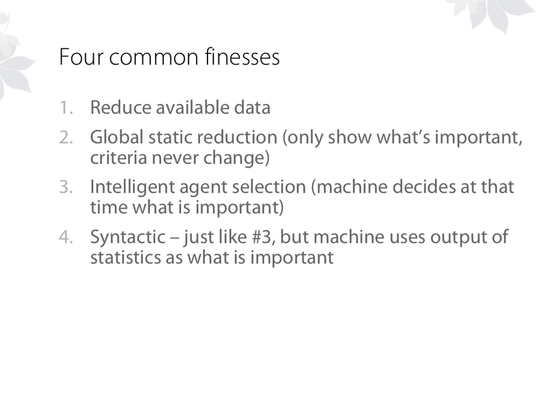One, you can reduce available data, or you can do a global static reduction, which is you can make some rules at the beginning when you design it, and then the machine will take those rules and separate out and only give you what's important. Or it could be more dynamic, which we call intelligent agent selection, where a machine dynamically decides at that point. And then 4, syntactic, much like 3, but the machine uses more statistical methods to try to figure out what's important. And with these finesses, we're just trying to caution away from those, especially in dynamic worlds, because the machine or the person that's filtering out those data could inadvertently filter out important data.